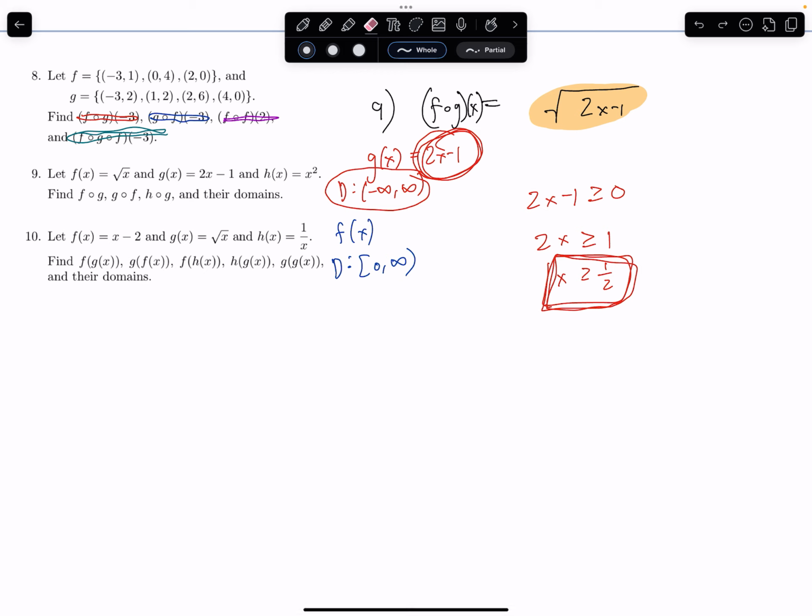So in other words, at this part, from 1/2 onwards to infinity. All that to say now, the domain for this function, this composite function, is going to be 1/2 onwards to infinity. That's the whole thing.